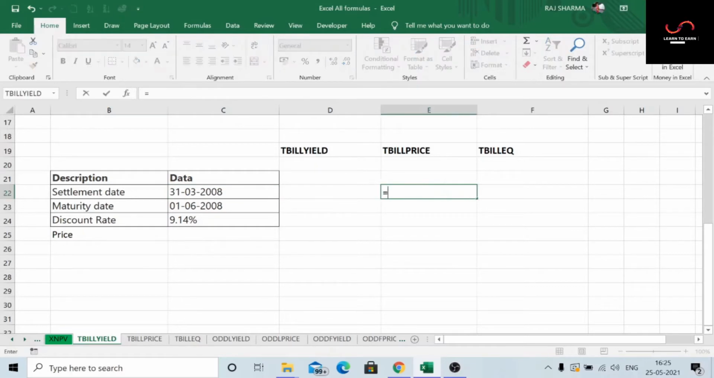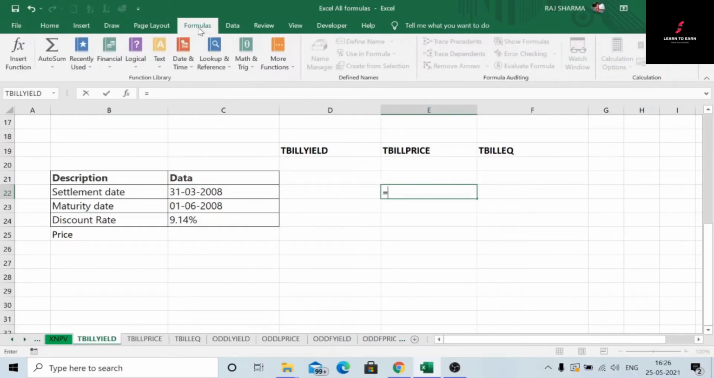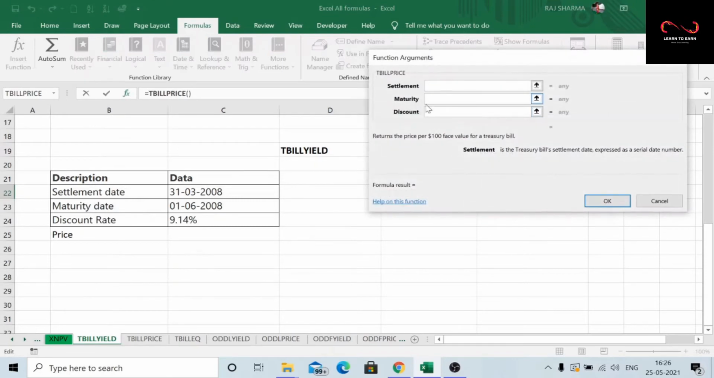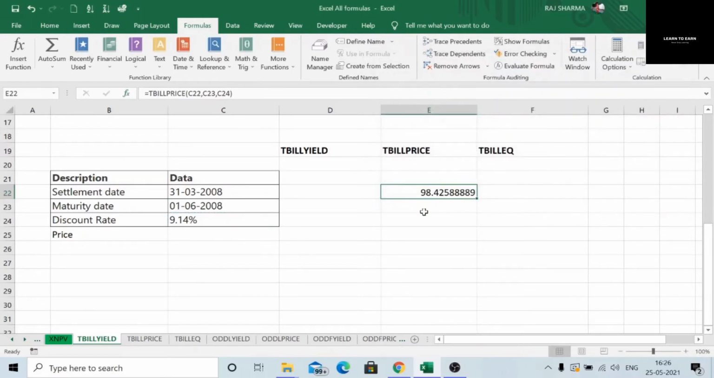So let us first arrive at the price of this treasury bill as on 31st March 2008. For that you have to go to the formula tab, and from financial you have to get the function T-bill price. Now put the settlement date, put the maturity date and put the discount rate at which you have acquired it. And here is the price.